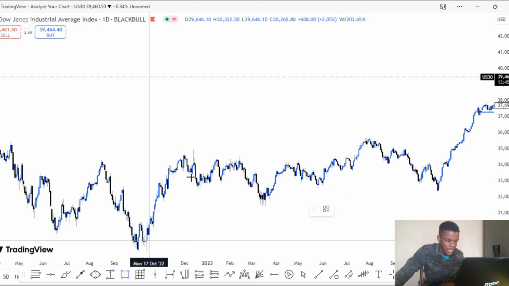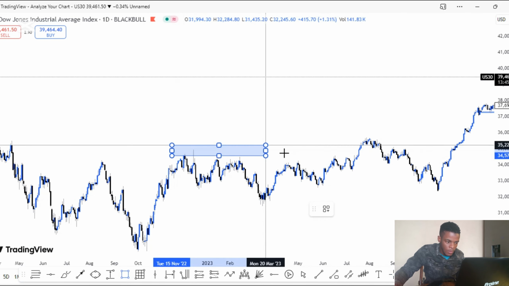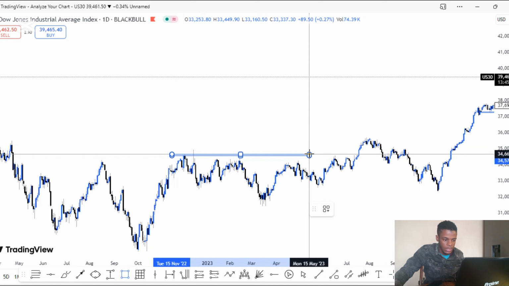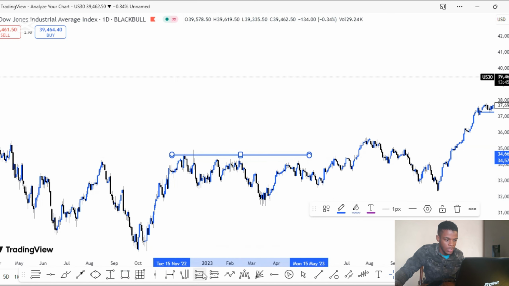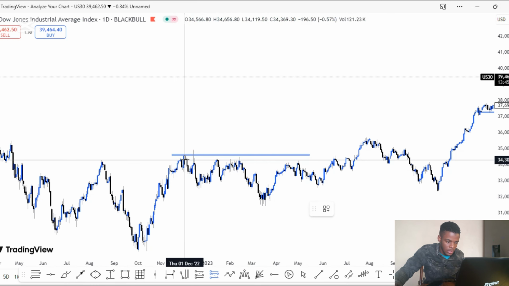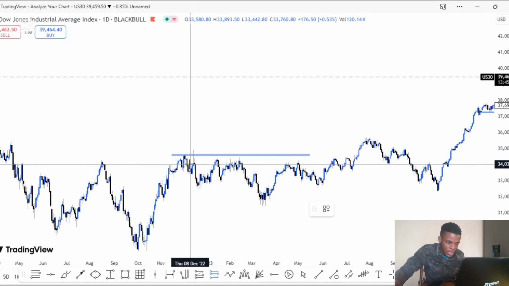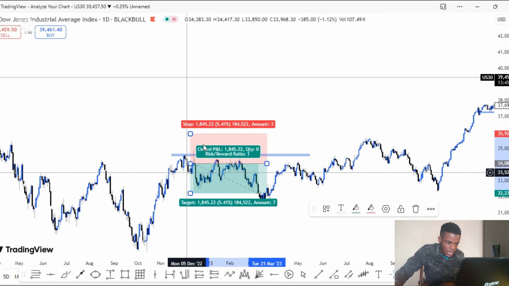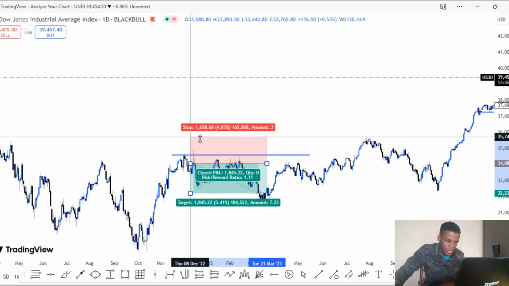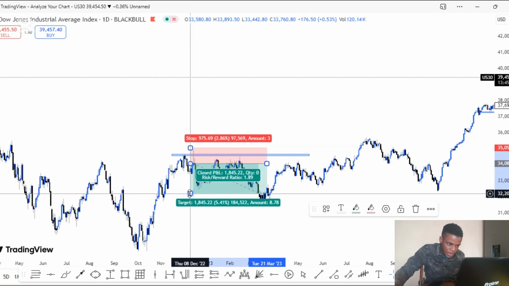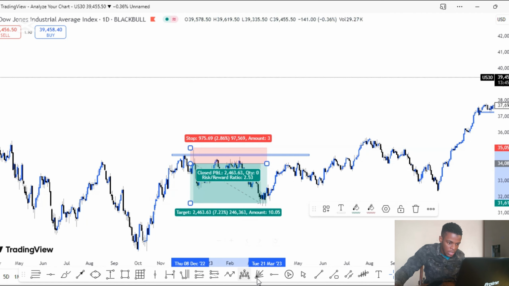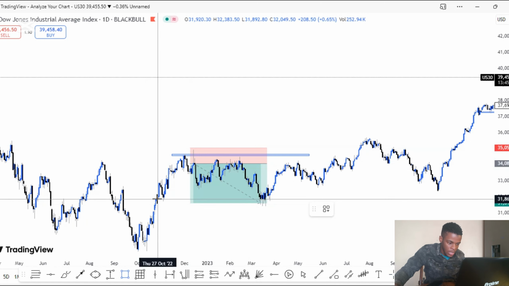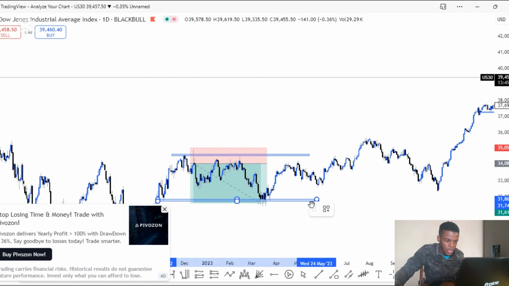As you can see again here, weak rejection. You could have entered exactly here after it closed, putting a stop loss just below your weak rejection and TP at this point here. Boom, you make money.